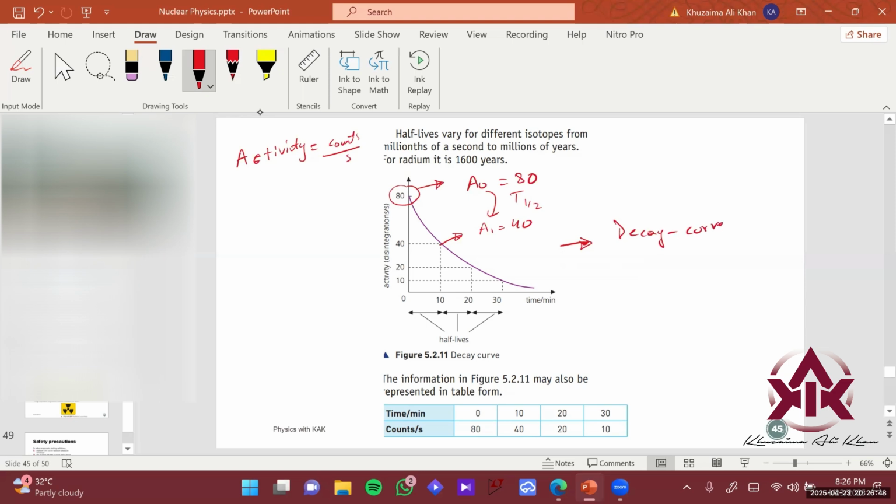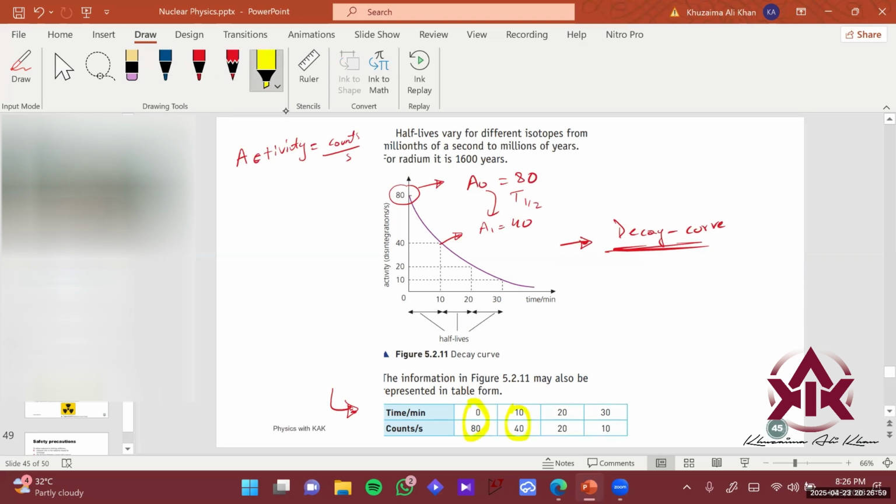This is the decay curve here. Okay. So now they are also taking some samples here. They count some values here in minutes. So initially it was 80, right? After 10 minutes, it became 40. After 20, it became 20. After 30, it became 10 here.